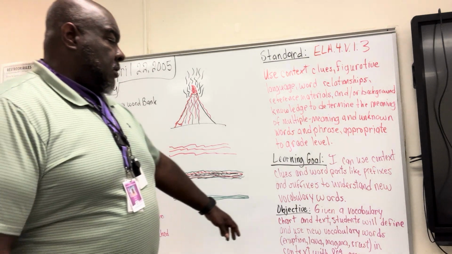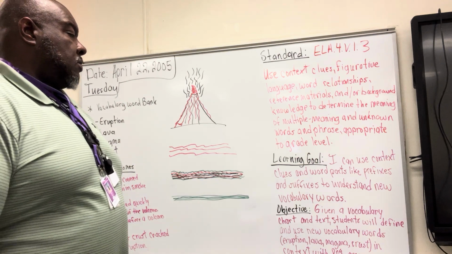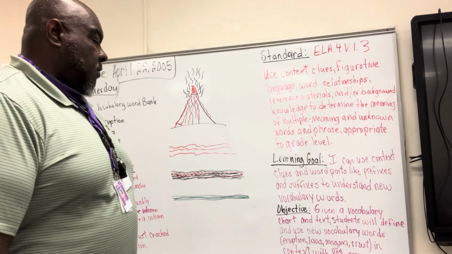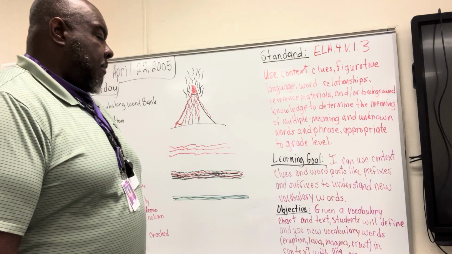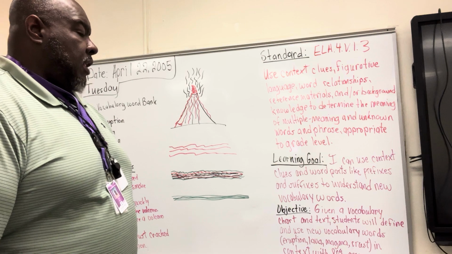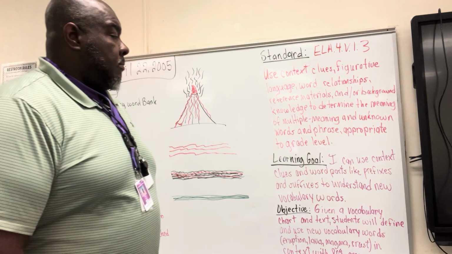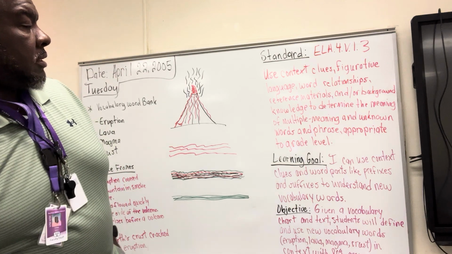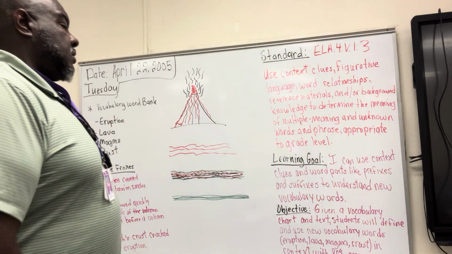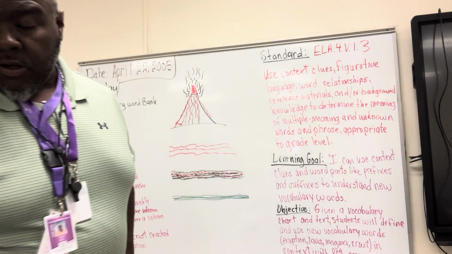Our objective is to give a vocabulary chart. Students will define and use new vocabulary words: eruption, lava, magma, crust, in context with 80%. Our learning goal: I can use context clues and word parts like prefixes and suffixes to understand new vocabulary words. So with that being said, we're going to get started.